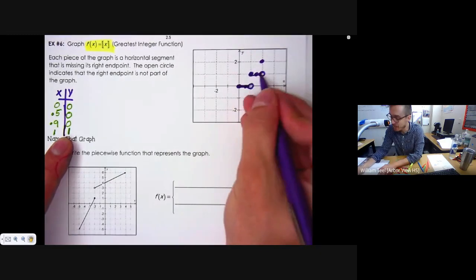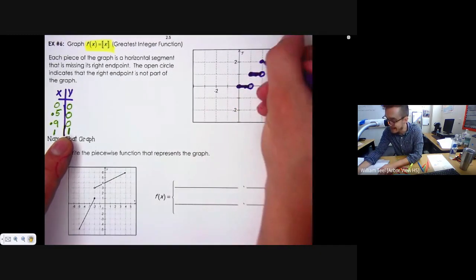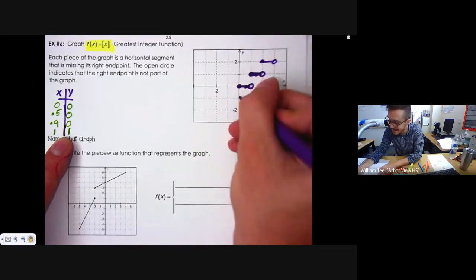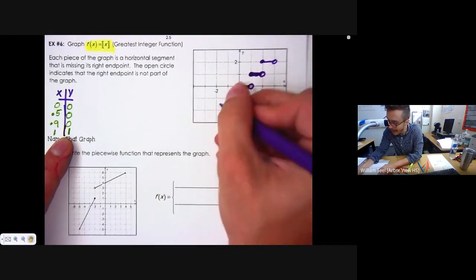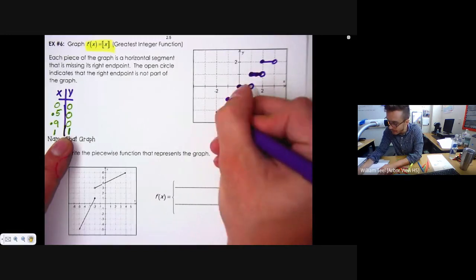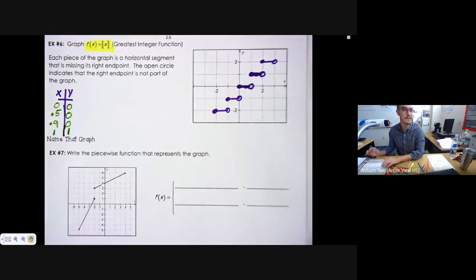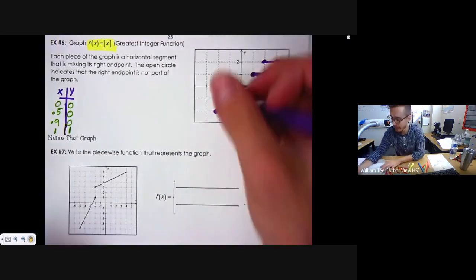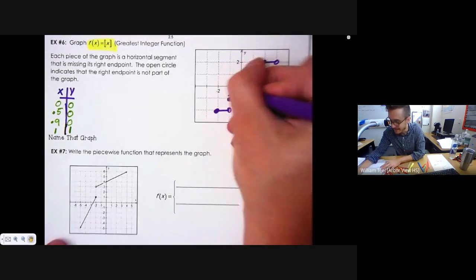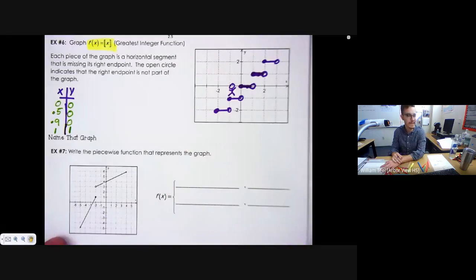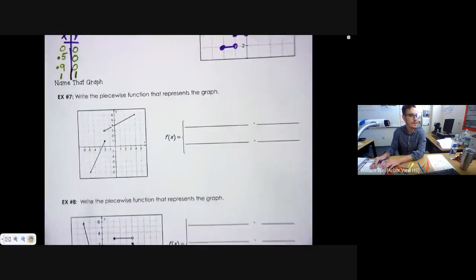So what this means is we're essentially creating a set of stairs, right? And this is going to be the same for every single point on that graph. That is what our graph is going to look like. So it's called a step function because it looks like stairs in Mr. Teal's house. Okay, let's go ahead and go to example number 7.